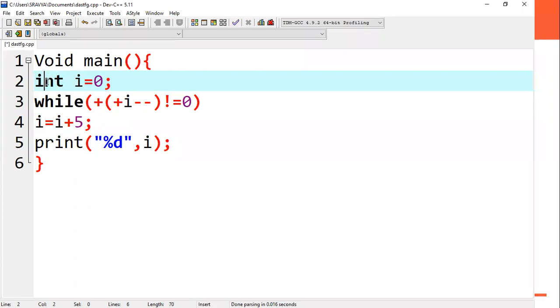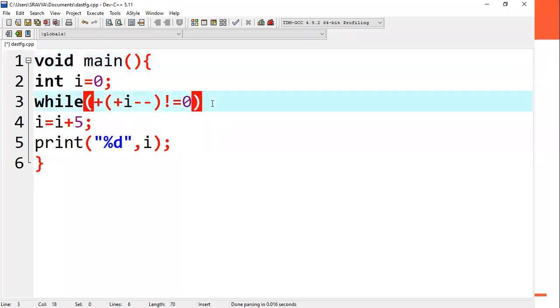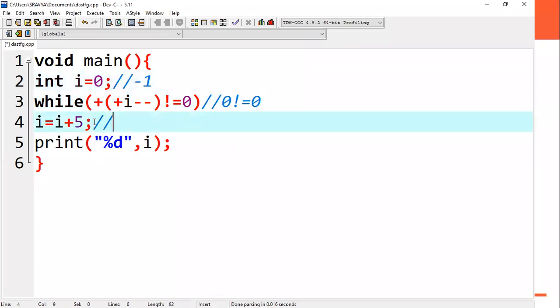Is there anything difficult? void main, then i is equal to 0. Plus plus i minus minus. It is post decrement. So i is initially okay. The plus plus doesn't affect us anyway. So it will be what? 0. The i value used will be 0, not equal to 0, because it is post decrement. But in the memory, the i value will become -1. Is 0 not equal to 0 true or false? True. As it is true, it will enter inside i equal to i plus 5. i is -1, -1 plus 5. What is -1 plus 5? I think 4.